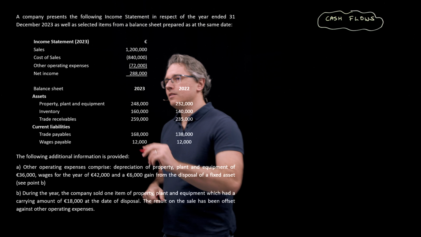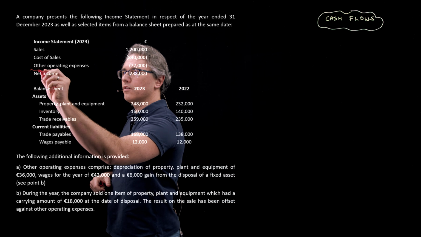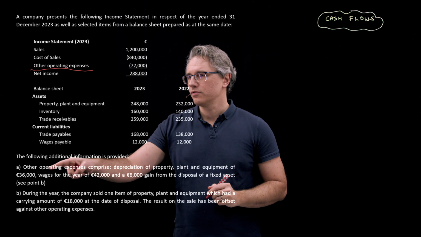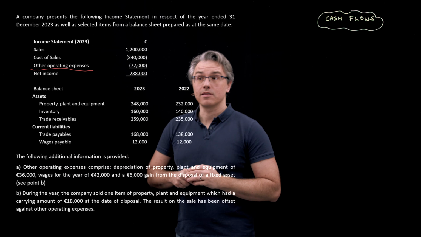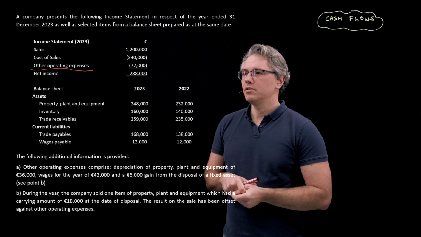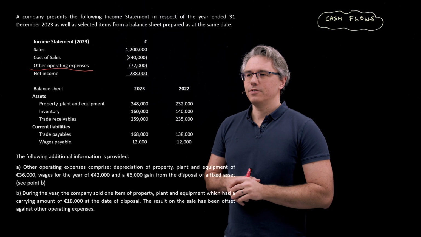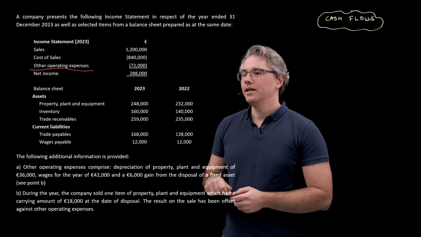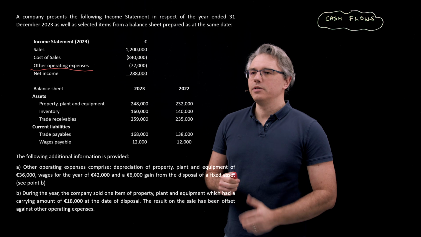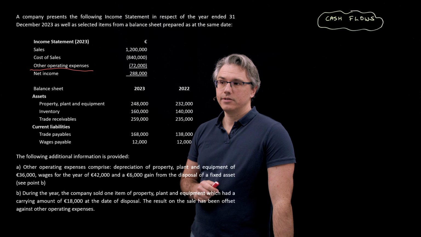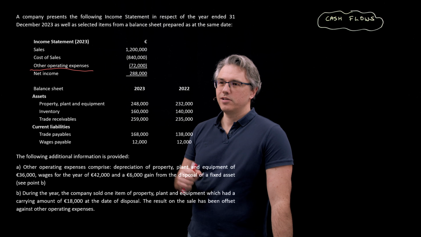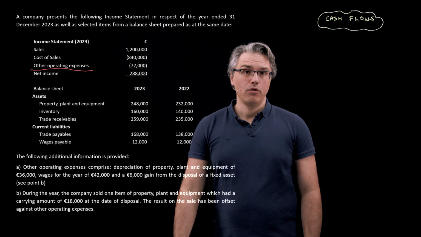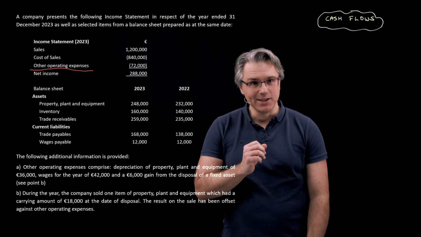So up here in the income statement, there is this line, other operating expenses, and point A down here talks about what other operating expenses comprise. Depreciation of property, plant and equipment, 36,000, wages for the year, 42,000, and a 6,000 gain from the disposal of a fixed asset. Point B: during the year, the company sold one item of property, plant, and equipment, which had a carrying amount of 18,000 at the date of disposal. The result on the sale has been offset against other expenses. More on that when we come to this point, which will not necessarily even be in this video.